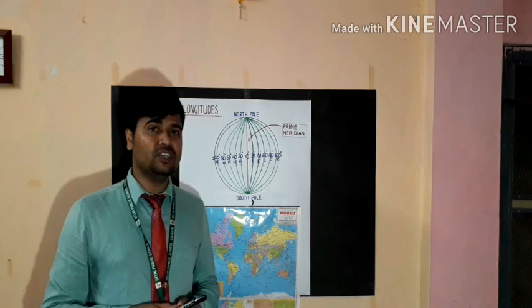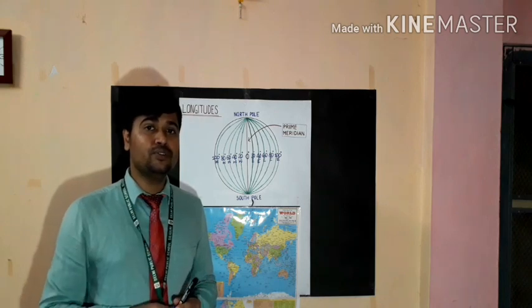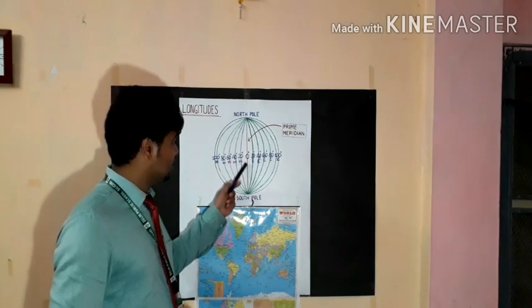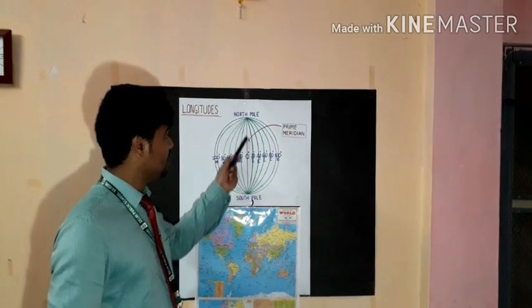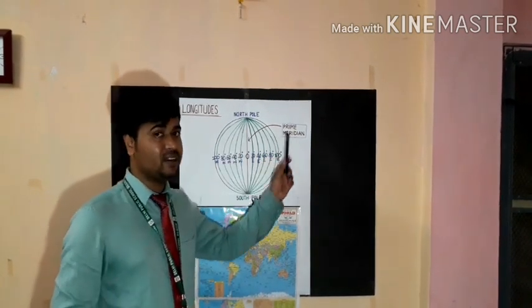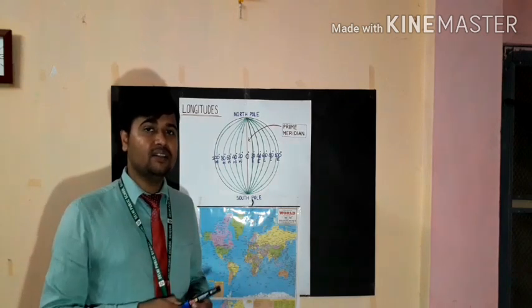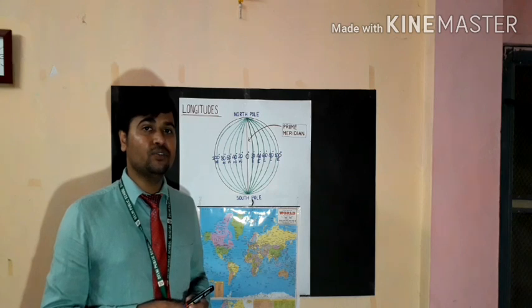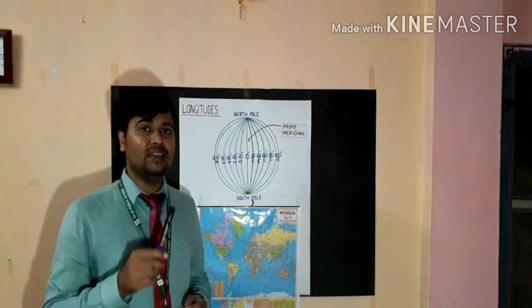Among all the longitudes, two longitudes are important. One is the 0 degree longitude, which is called the prime meridian, and another one is the 180 degree longitude, which is called the international date line.